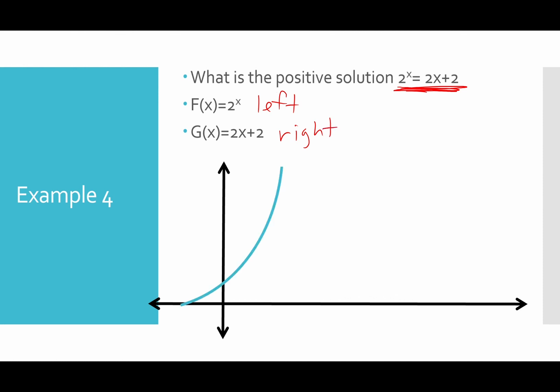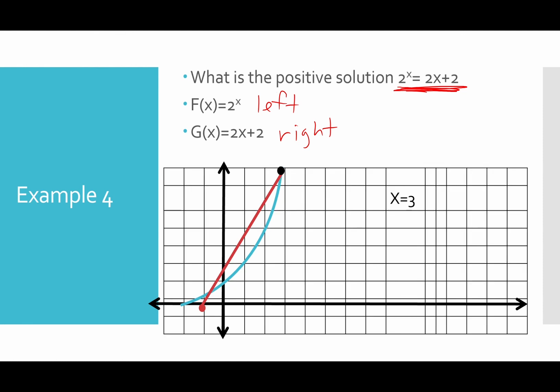So we graph 2 to the x. There you see it right here on the graph. And then 2x plus 2. If I put this in a graphing calculator, this would come up like so. This is really nice, student who did this. And then we see where it crosses. It crosses right here. And there's our grid, which should probably have been there to start. And it crosses at the point (3, 8).